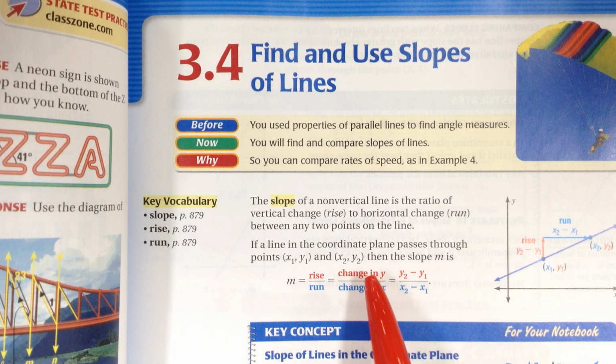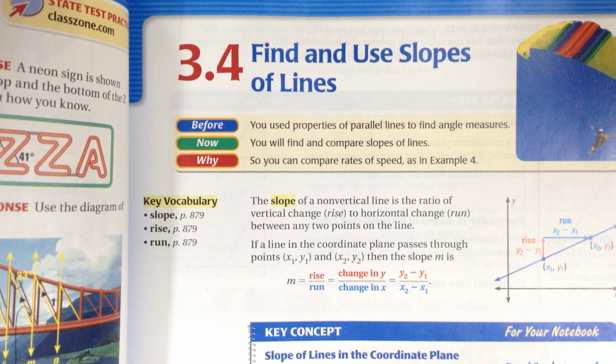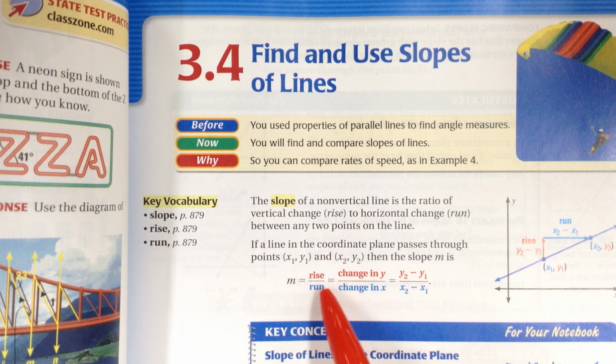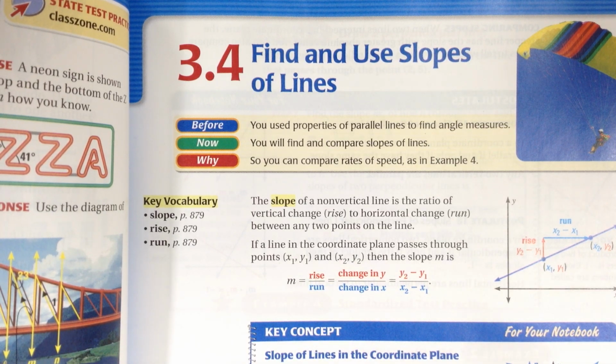To help you remember it, here are some tricks to memorize things. You make up a story to help you remember. You have to rise before you run. Imagine you're sitting down. If you're going to run, you have to rise and then run. So that's how you remember. Slope is rise over run, and that is the change in y over change in x.